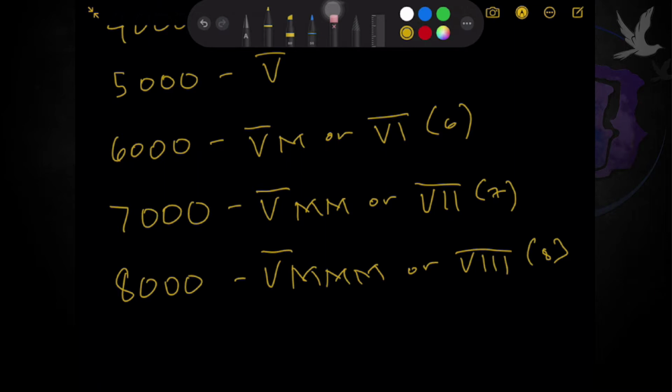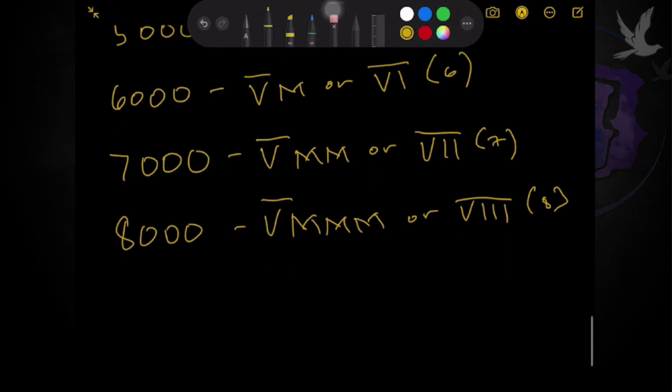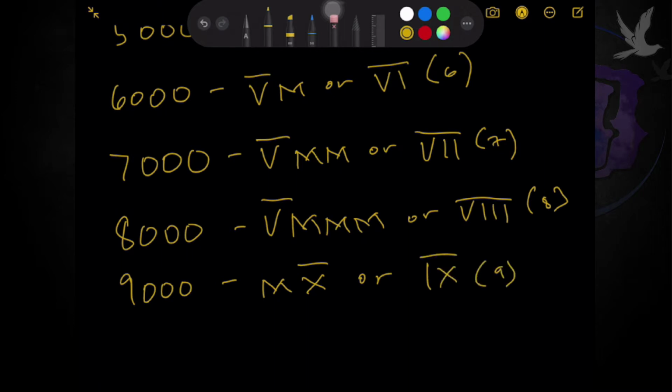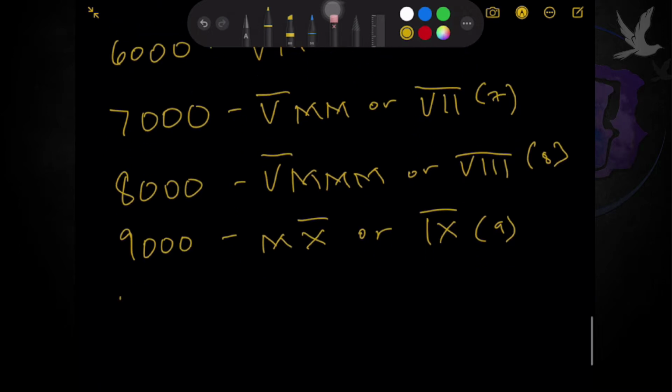I'll explain the line part later. And you have 9,000, which is actually M, X, where there's a line on top of X, or can be written as just like 9, kasi nga this is a symbol of 9, pero may line on top of everything. Okay? And we have 10,000, which is just X and the line on top of it.